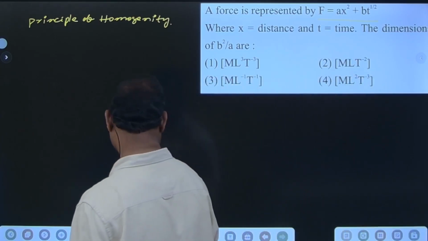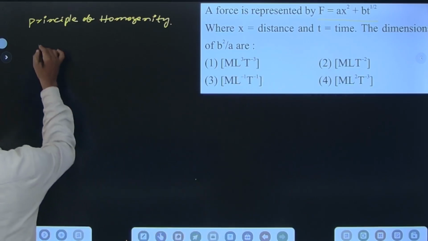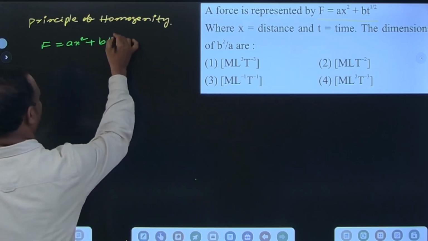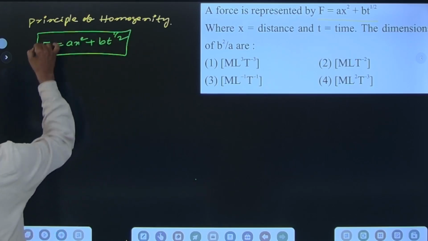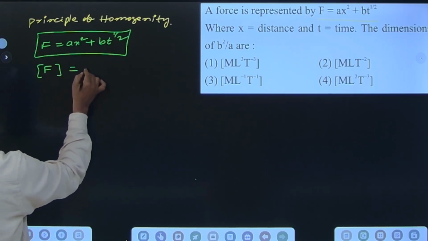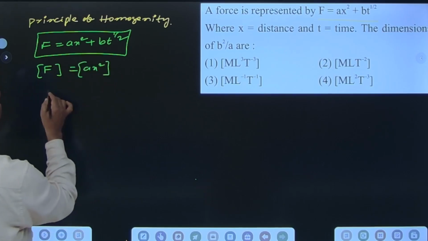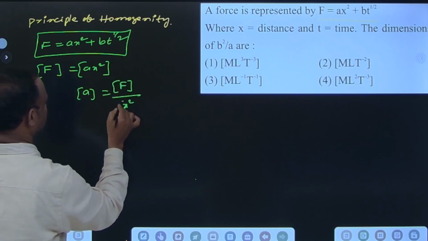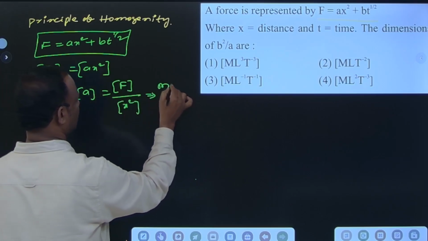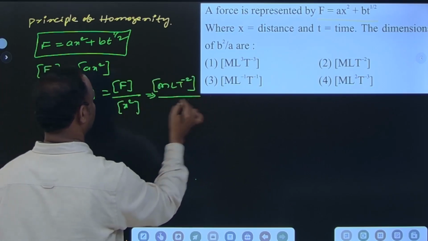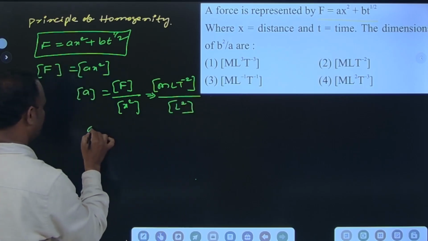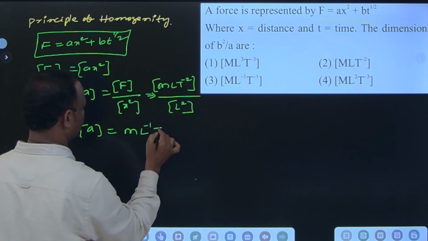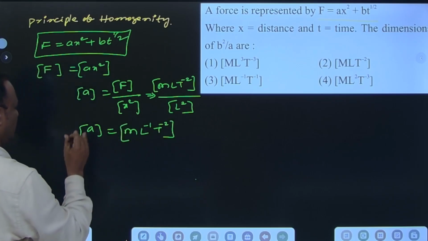Okay, so here I can write on this. First one, what is given? F is equal to a x square plus b t to the power of 1 by 2. This is F, right? So the dimension formula of F is equal to the dimension formula of a x square. Then the dimension formula of A is equal to the dimension formula of F by x square. F is m l t minus 2, and x square means L square. So the dimension formula of A is equal to m L to the power of minus 1, t minus 2 in my first case.